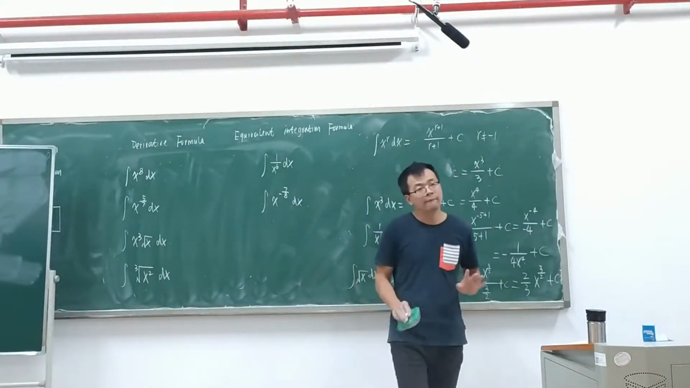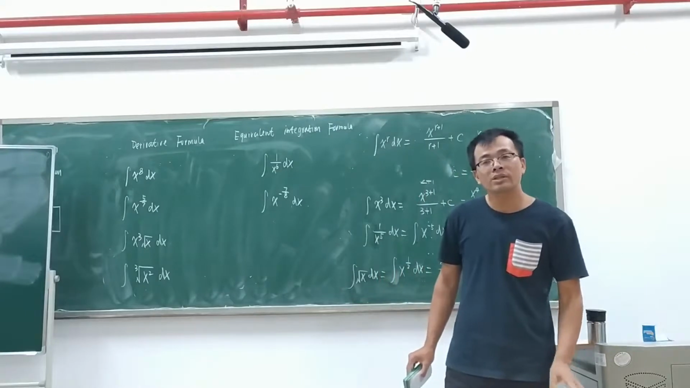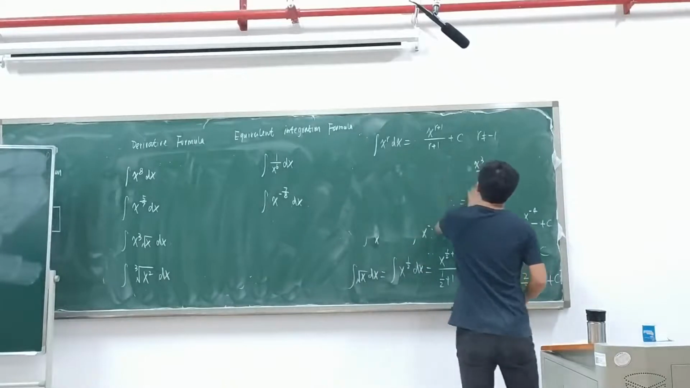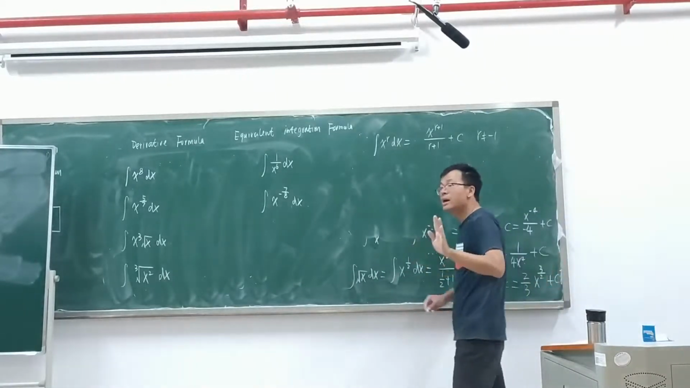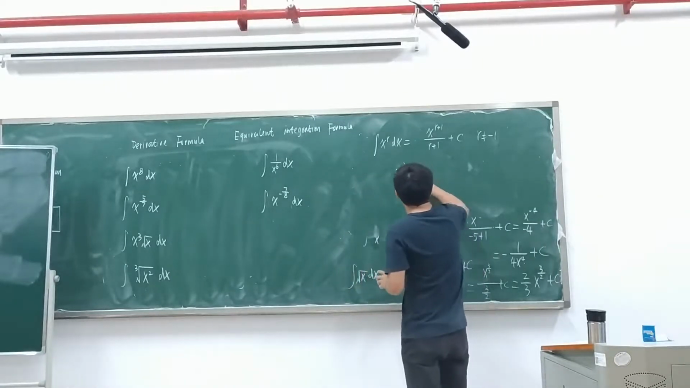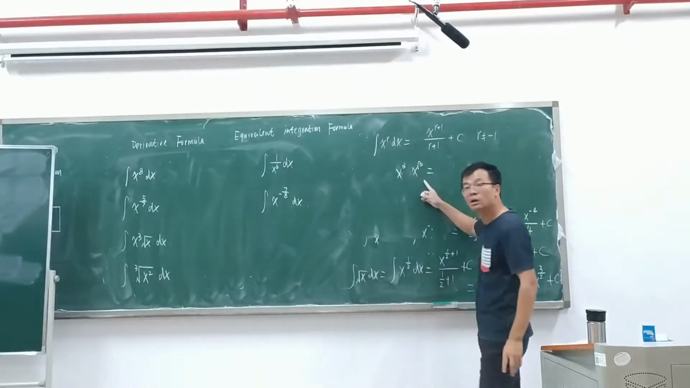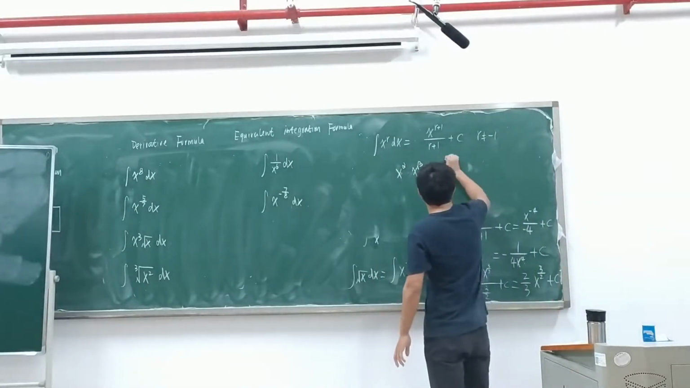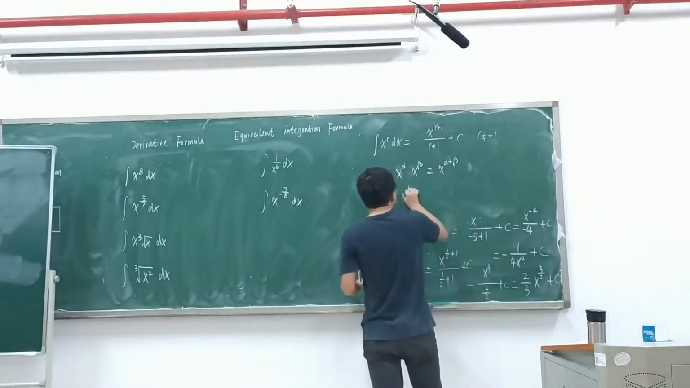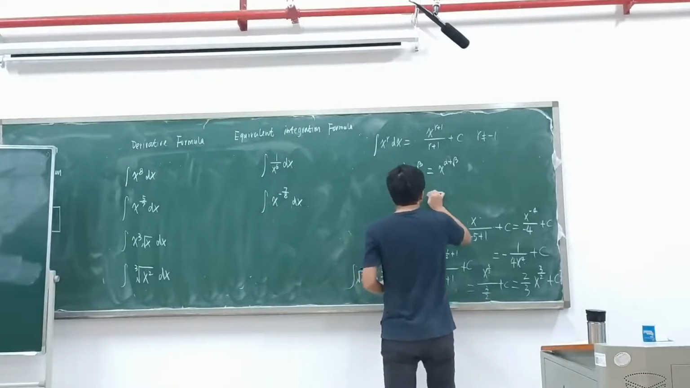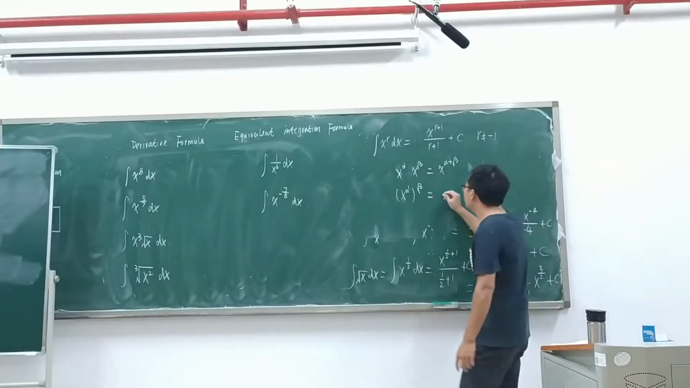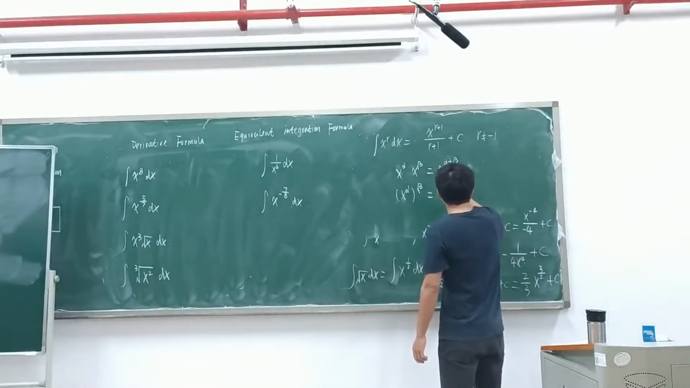Now let's see it. I think it's easy. So for example, x to the power alpha times x to the power beta equals x to the power alpha plus beta. And x to the power alpha to the power beta equals x to the power alpha times beta.